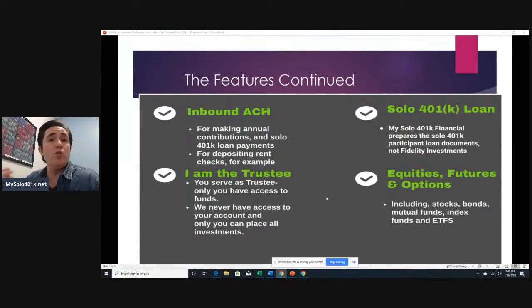You're going to be able to make those types of investments through the brokerage account at Fidelity. And then just to reiterate that you are the trustee, so you are the only person that has access to the funds. We never have access to the account. We can't make trades on your behalf because our role is really to provide the ongoing compliance support, to be the plan provider.